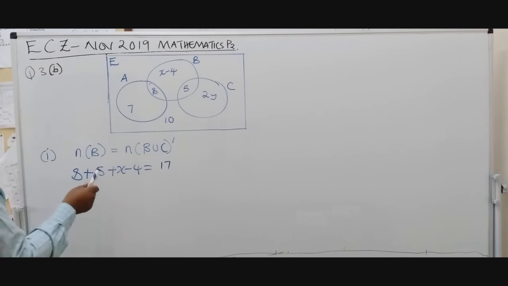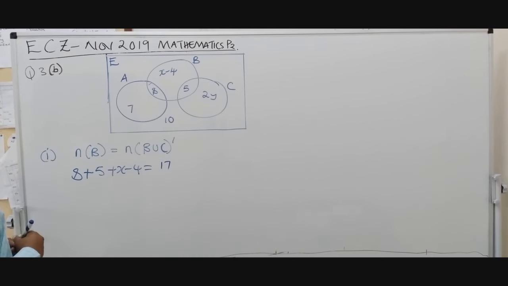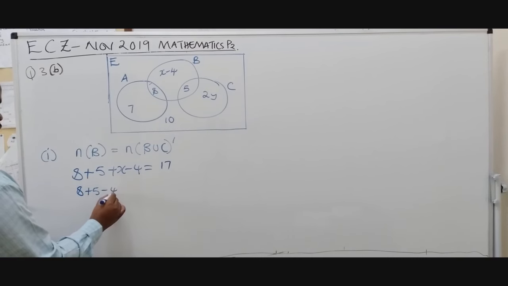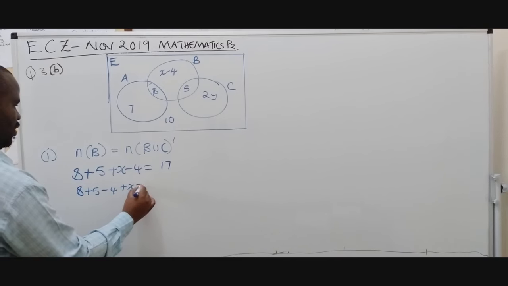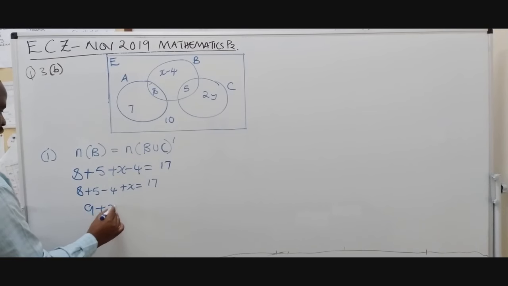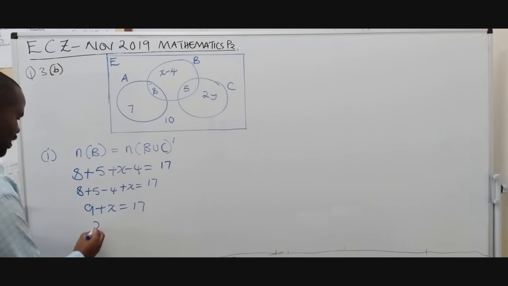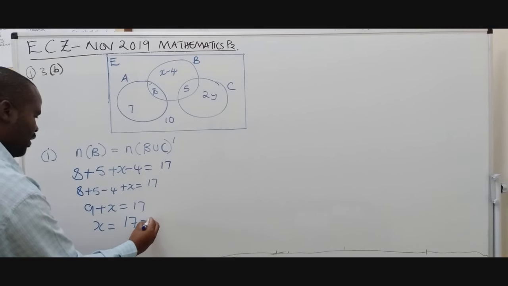Okay? So, you can even say, what is 5 minus 4? 1. 1 plus the 8, 9. Alright? Or you say 8 plus 5 minus 4 plus x is equal to what? 17. Okay? So we are saying here, I'm going to say 8 plus 5, that is 13 if you want. Or you say 5 minus 4, that's 1. 1 plus that is 9. So you have got 9 plus x is equal to what? 17. Alright? So now you are going to say x is equal to 17 minus 9.